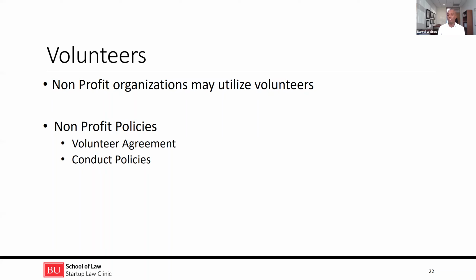But the key is going to be that you want to make sure that your volunteers are acting like volunteers and not acting like employees. And then further, you're going to want to have policies that state this, right? So a volunteer agreement that lays out the role and expectation of a volunteer.